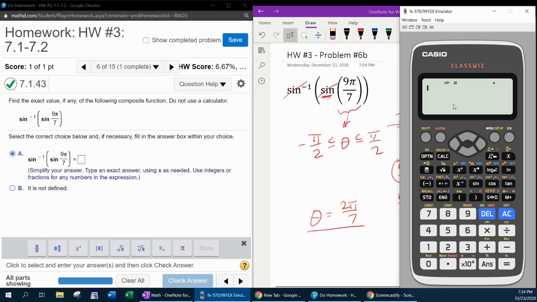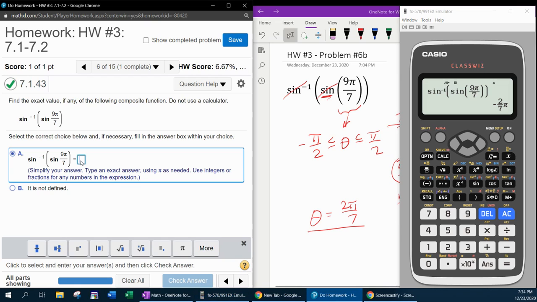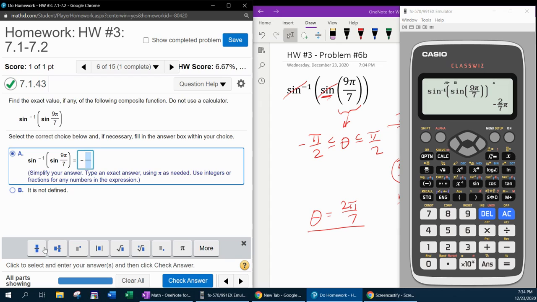So in radian mode, we're going to input the inverse sine of the sine of 9 pi over 7. And if I did all of my work correctly, I should get negative 2 pi over 7, which we did. And now for the final check in MyLab Math, the answer is negative 2 pi over 7.